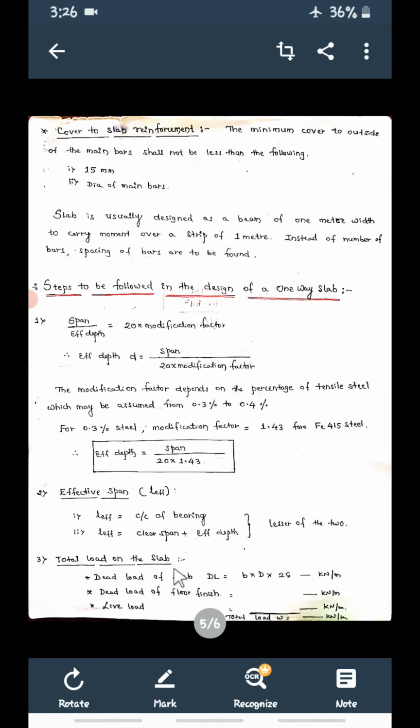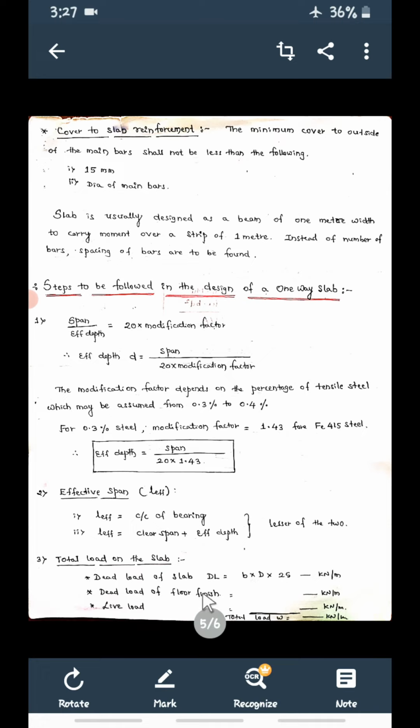Third step, total load. As usual, first load is the dead load of the slab. Dead load of the slab will be B into capital D into 25, where 25 is the density of RCC. What is B? B is the width of slab. It is 1 meter. Remember, B will be 1 meter or 1000 mm. Then D is capital D, the overall depth or overall thickness of the slab.